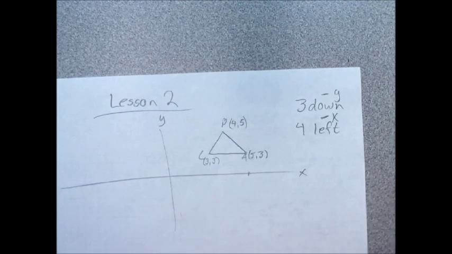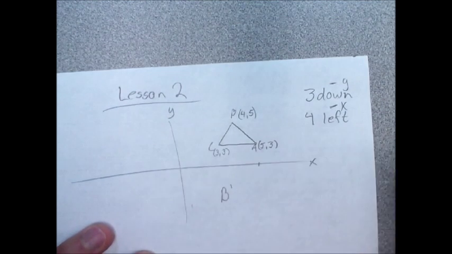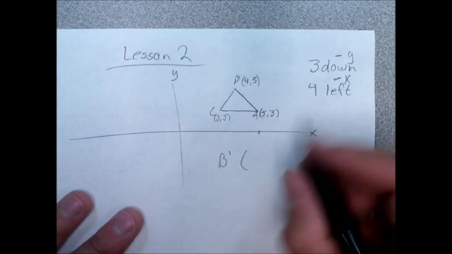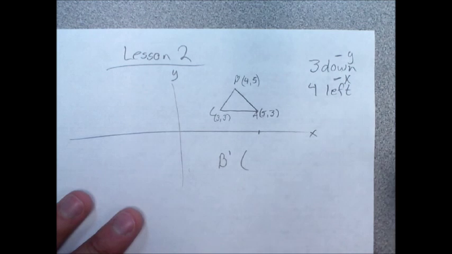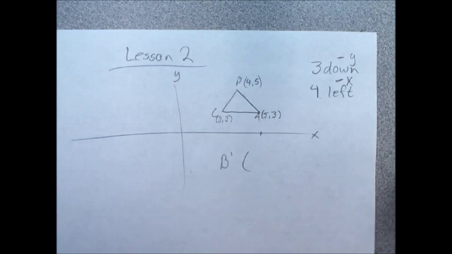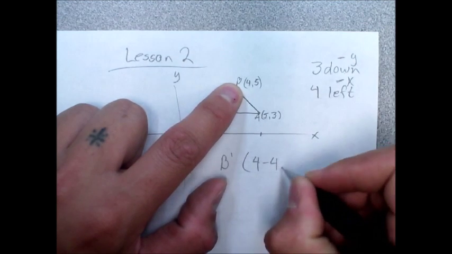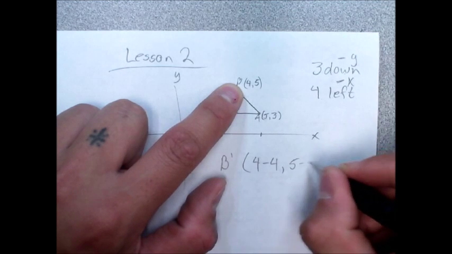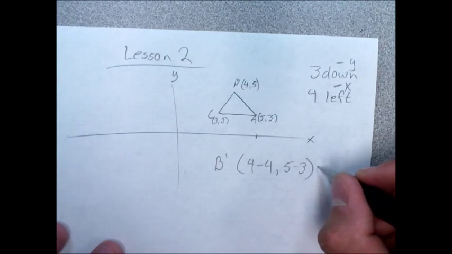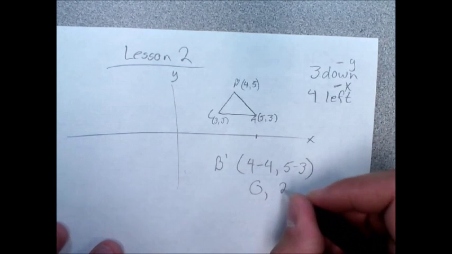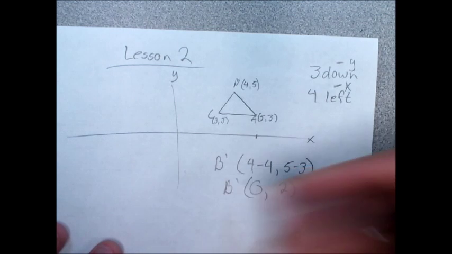So without even having to draw it, I could say, okay, well, B prime, or the image of B, is going to be 3 units down, so my y is going to go minus 3, and 4 units left, so my x is going to go 4 units left. So looking at this, I'm going to go 4 minus 4, comma, 5 minus 3. And that'll give me my answer for what B prime is going to be. It's going to be 0, 2. So B prime is going to be located right there at 0, 2.